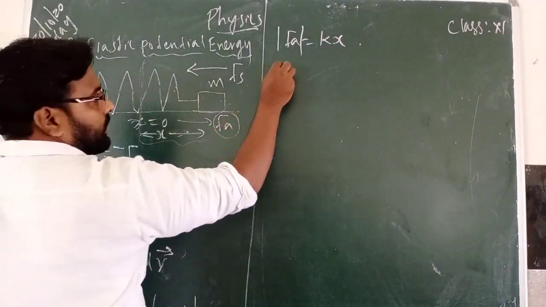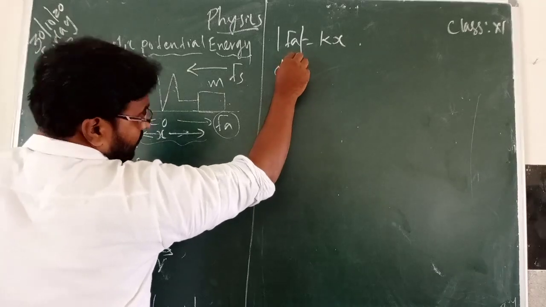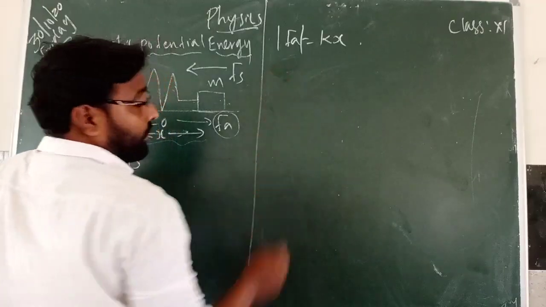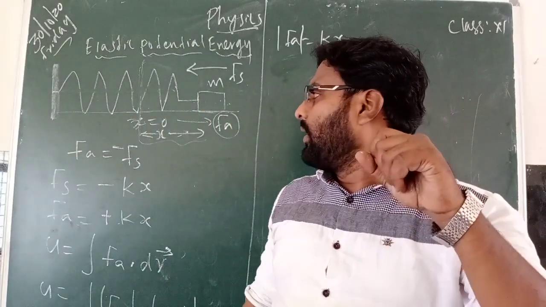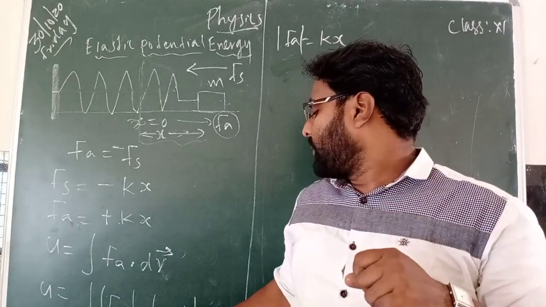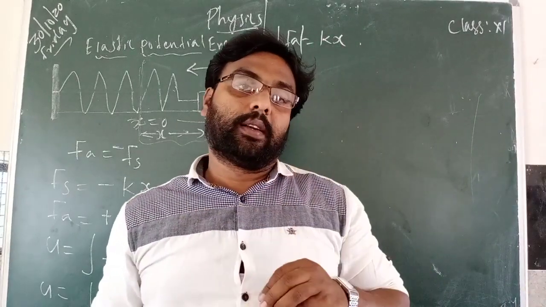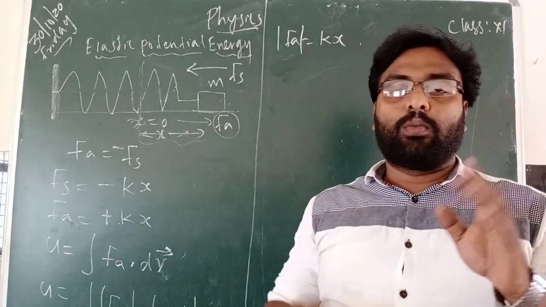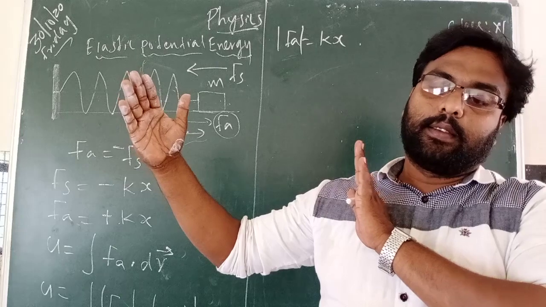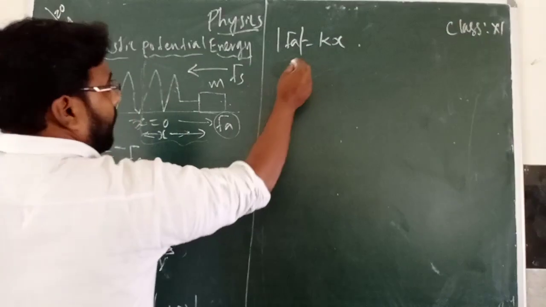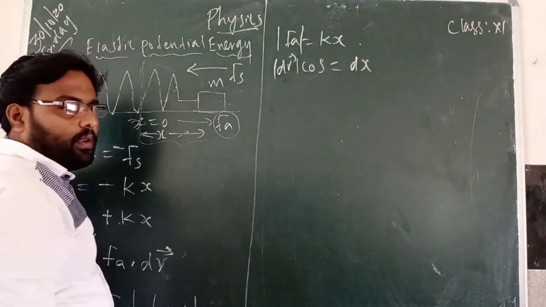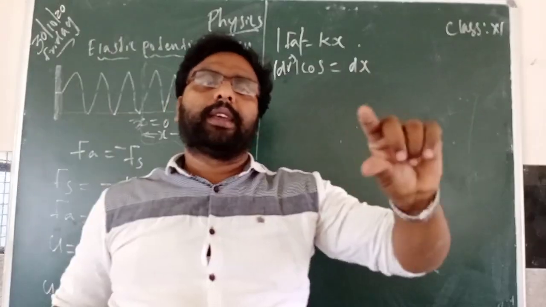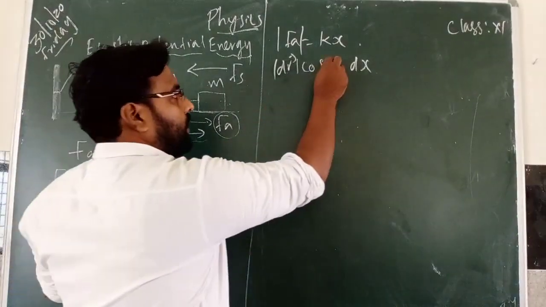And dr cos theta. First you have to find the cos theta. Here dr means the displacement, how much it is displaced, the x distance. So dr cos theta equal to dx, a small displacement dx you can take. What is this cos theta?